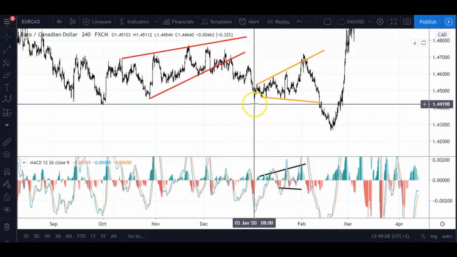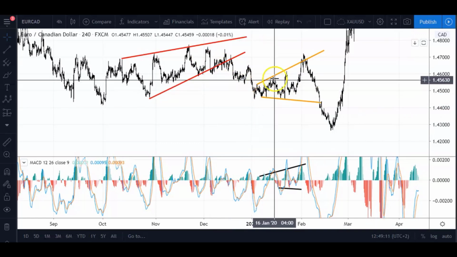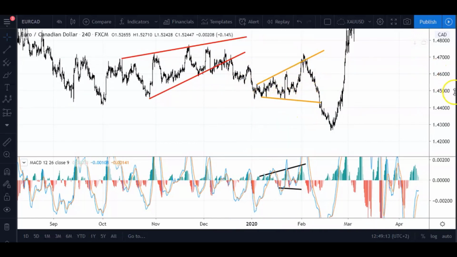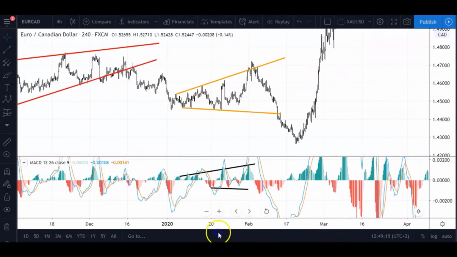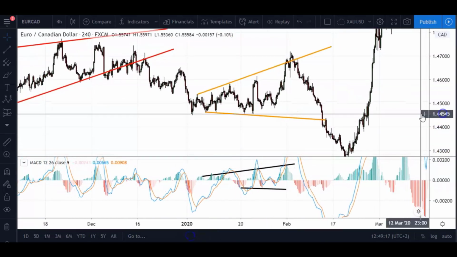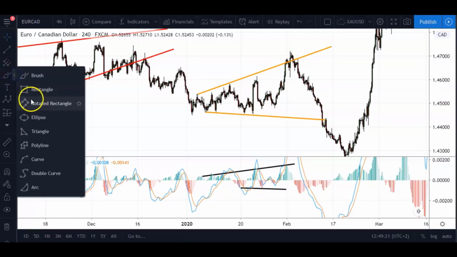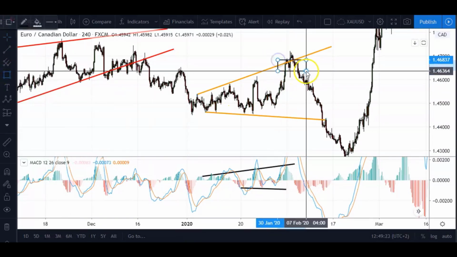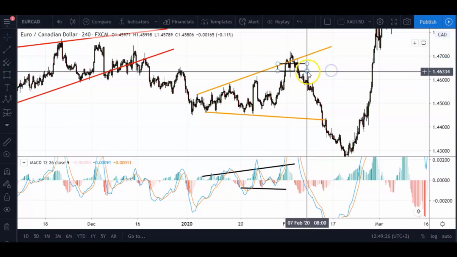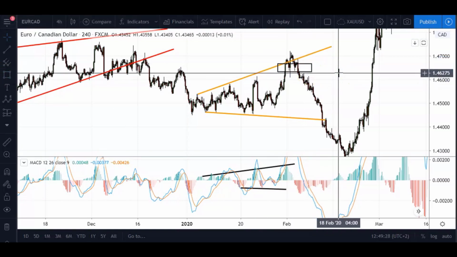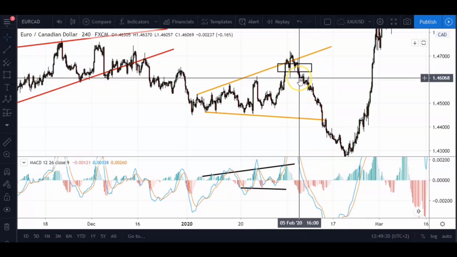But around about the beginning of this year, we started seeing this expanding behavior going on in the EuroCAD. And we actually managed, way before price actually moved into this high, to identify a zone. And price actually overshot this zone. This is a very common thing that you'll see in expanding triangles.